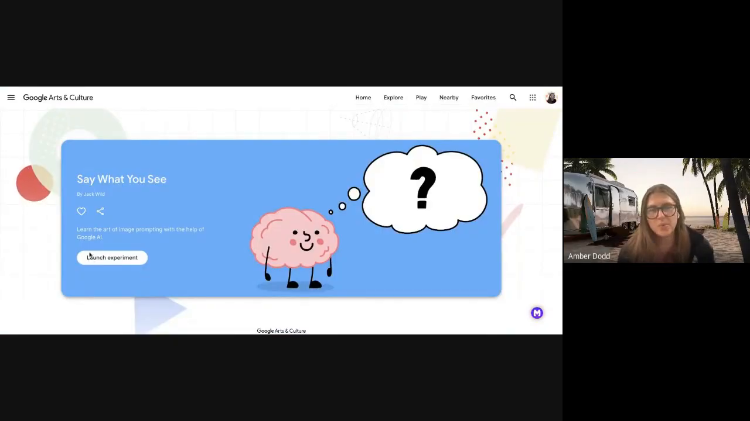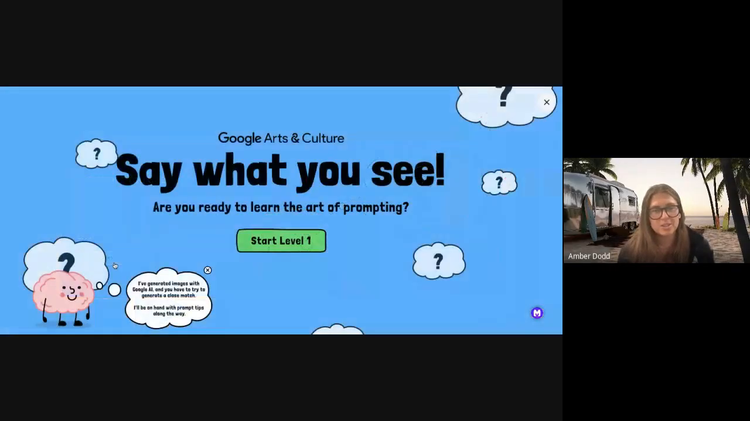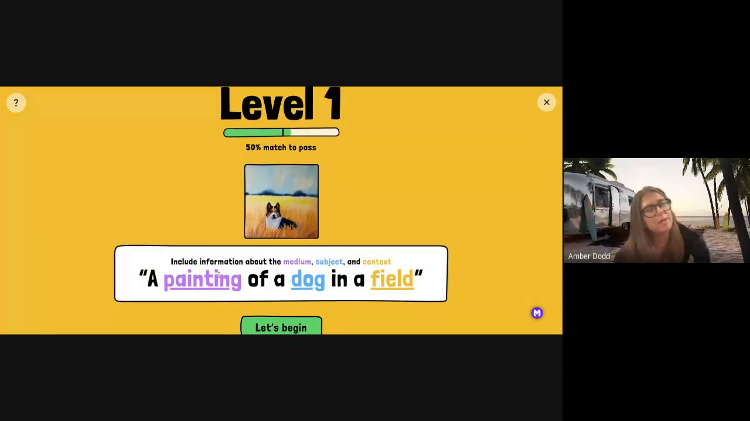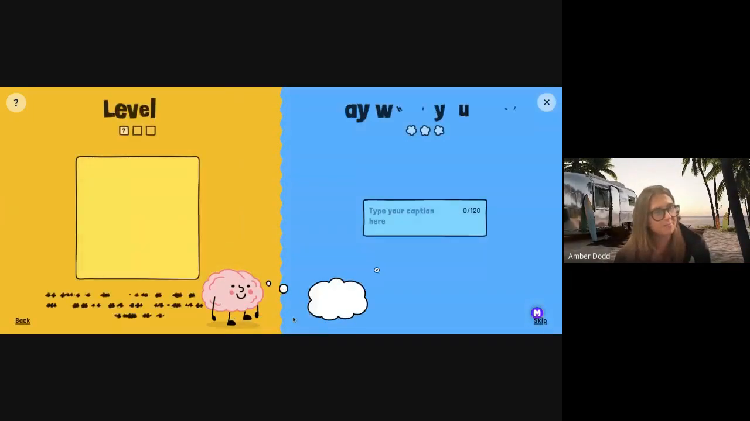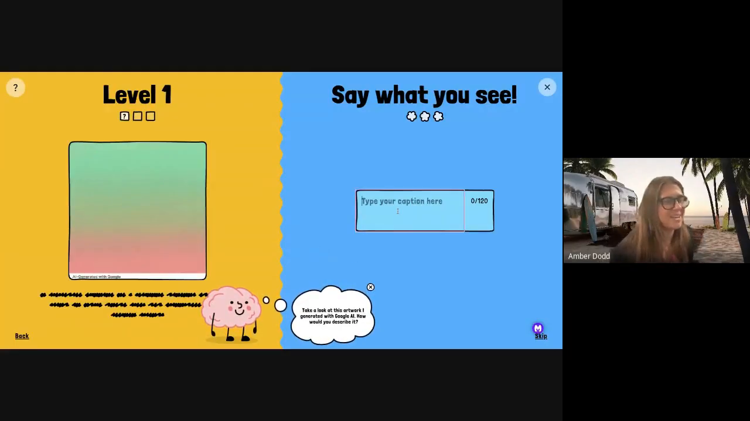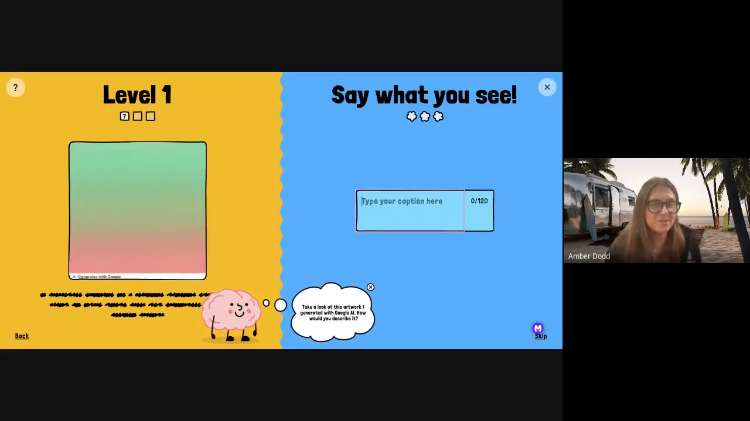All right, so once you get here, we can launch this experiment. What this game does is give you an image, and you need to include information about it in order to try to closely match it. So if you begin, oh, this is the most challenging one, but I can put in my caption here. Say what you see and try to be as descriptive as possible.